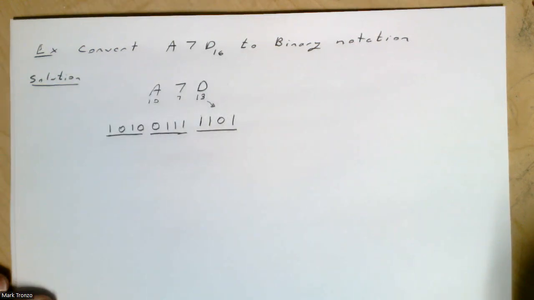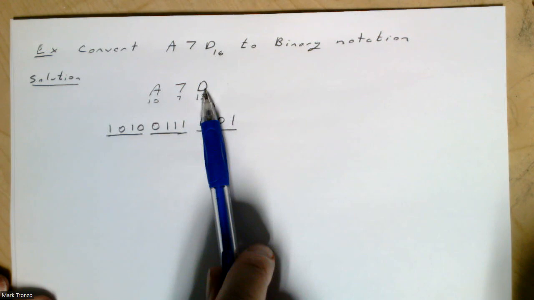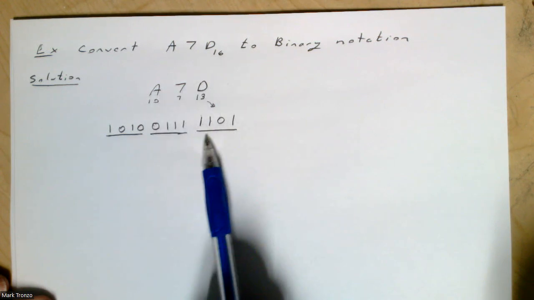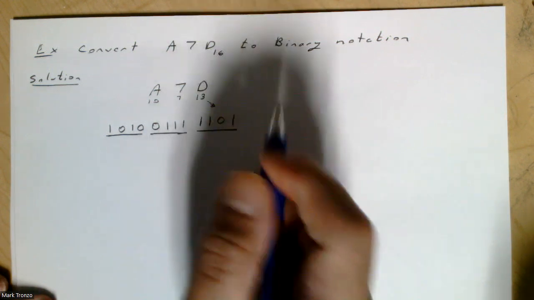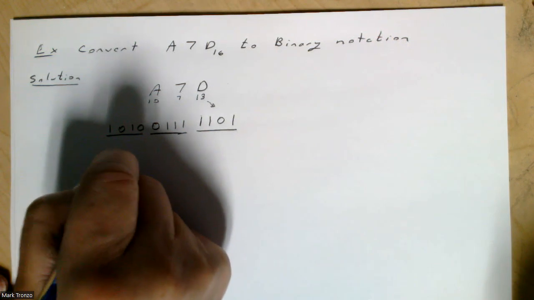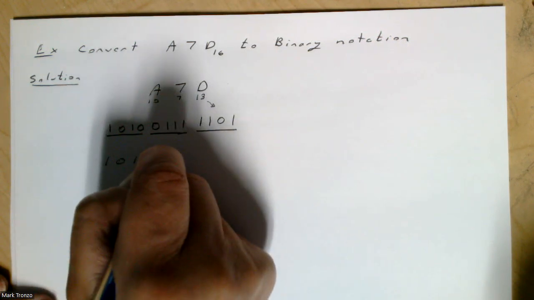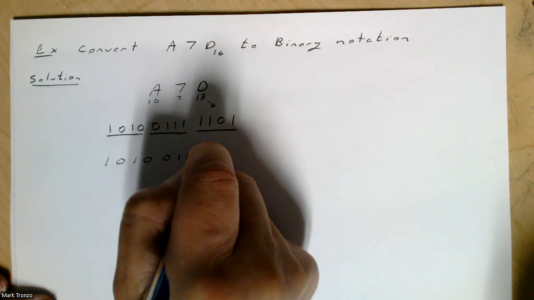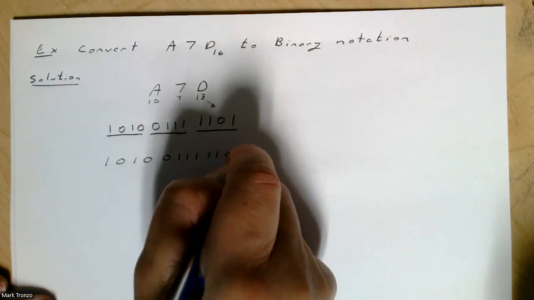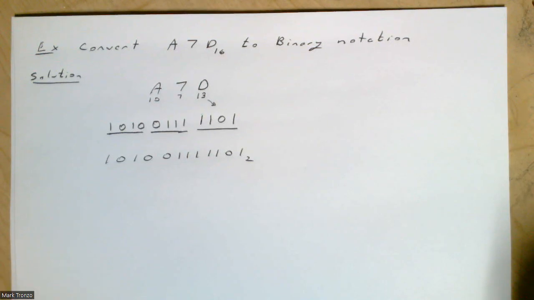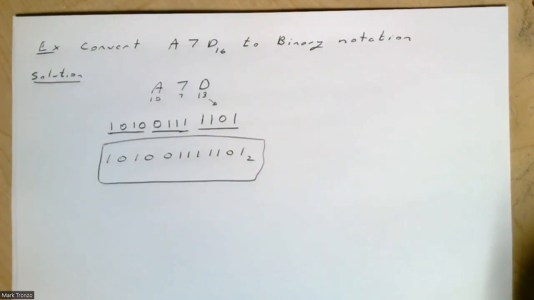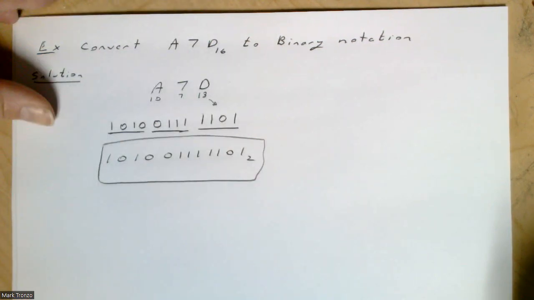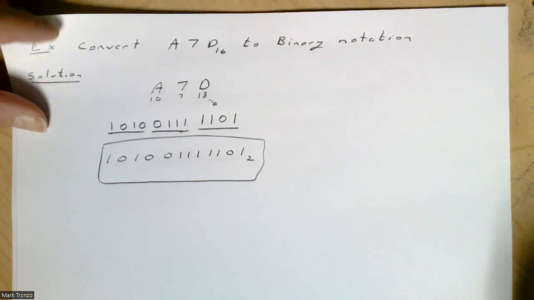Like this. So again, we took each number and wrote it as a 4-digit binary number. So we have this. And so your final answer, we just put all those together. Base 2. And that's the answer. Let's do another one.